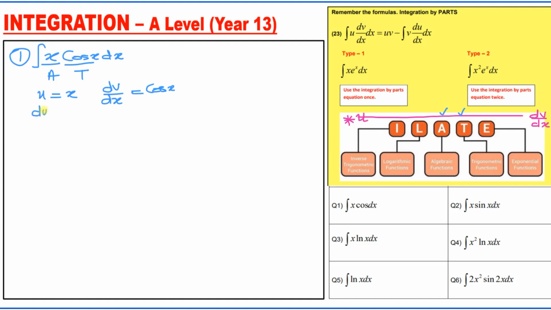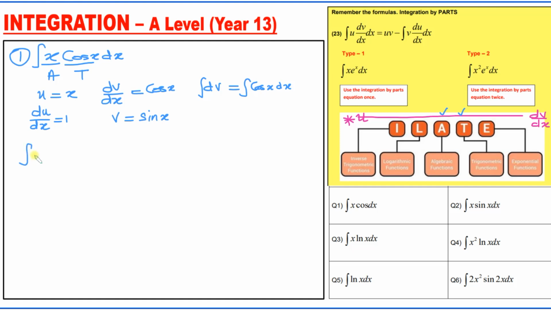Now differentiate, du over dx is 1, and integrate both sides and you will get v. You can show the working out: dv, you are integrating cos x dx. Integrating cos x is sin x, so v becomes sin x.